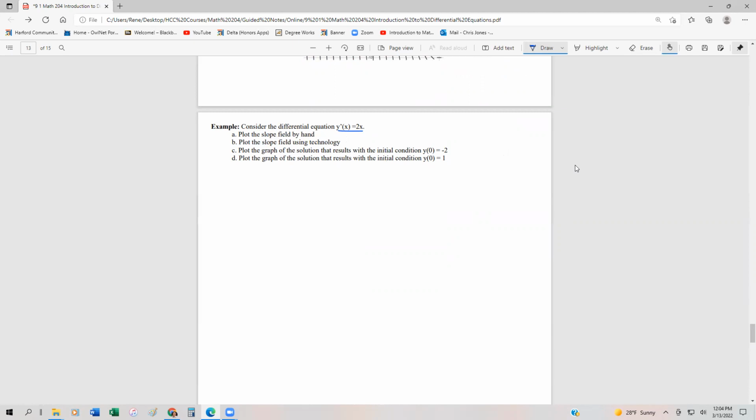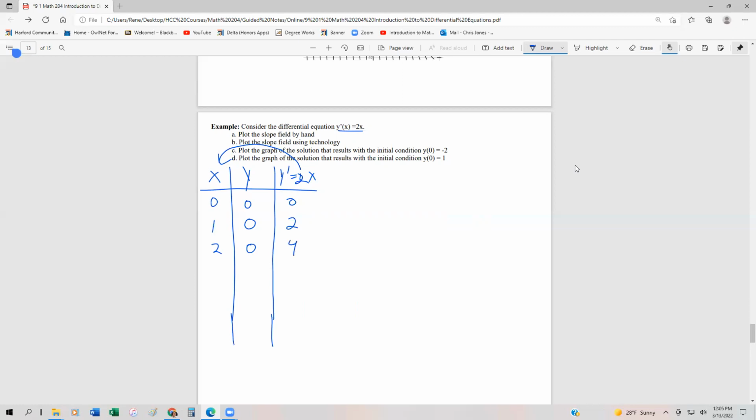So if we have a table of values, let's say we have x and y, and then we have y prime equals 2x. All we're doing is multiplying the x value by 2. So let's say we had the point (0, 0). Well, 2 times 0 would be 0, so that means the slope at the point (0, 0) is 0. Now let's say we had the point (1, 0). We would multiply that by 2, since the slope is 2x, and that would be the slope at the point (1, 0). Then at the point (2, 0), the slope would be 4. At the point (3, 0), the slope will be 6. In the opposite direction, if we had the point (-1, 0), that would give us a slope of -2.